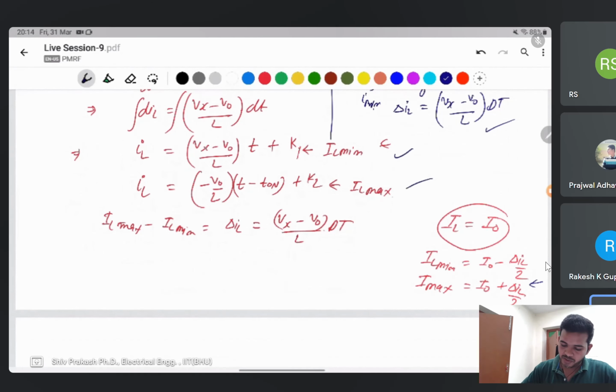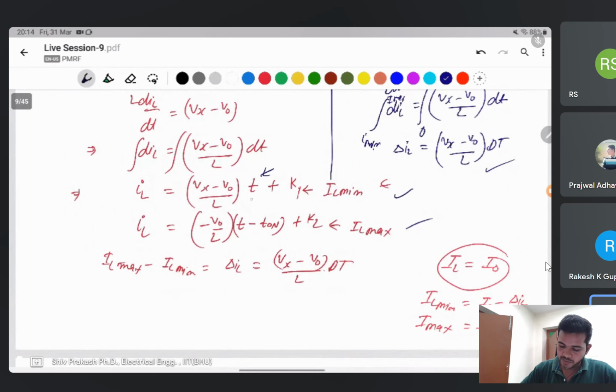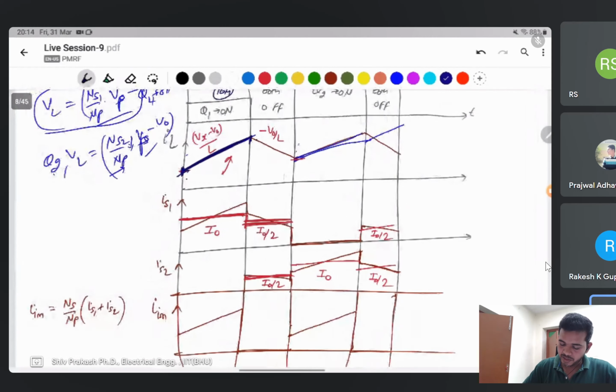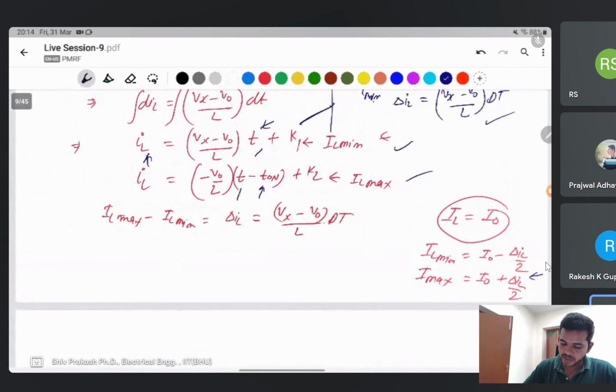Then find the equation of this one. It directly depends on the time. If your time increases like that, the slope of the inductor current will increase linearly. Same thing with the T on. When the switch is off, that's why I have T minus T on taken on the second side. When the switch is off, the slope will be linear because of the time. Yes, directly apply there.